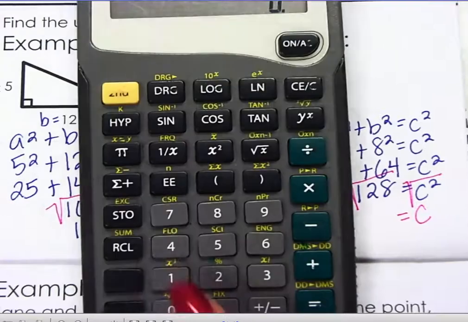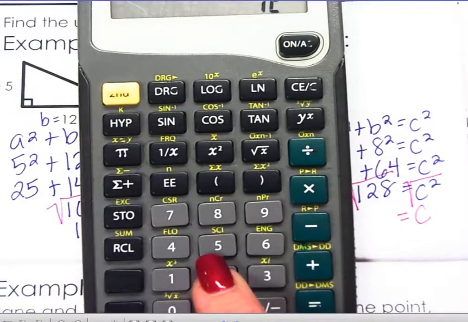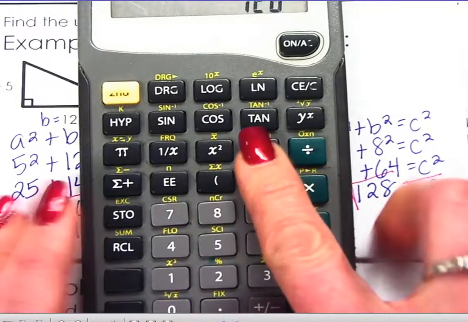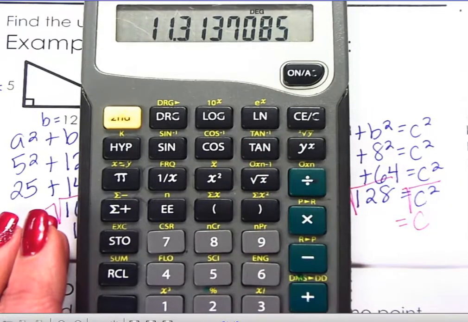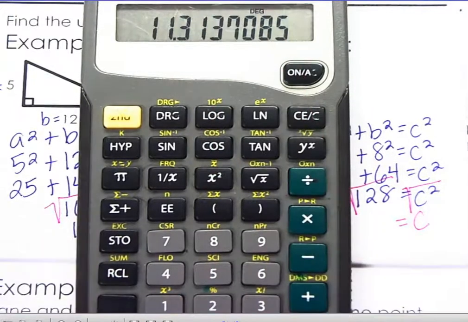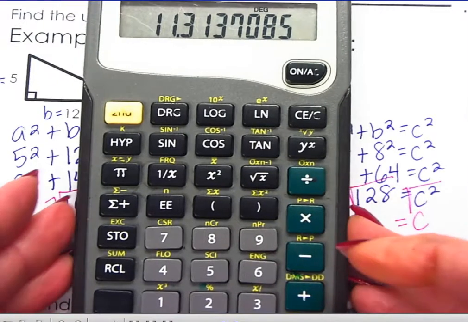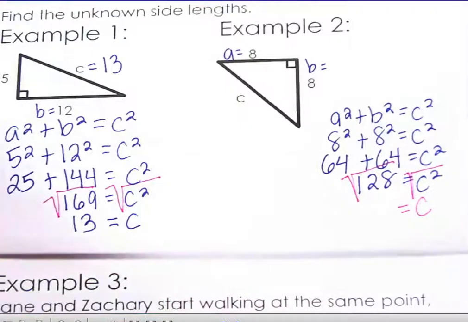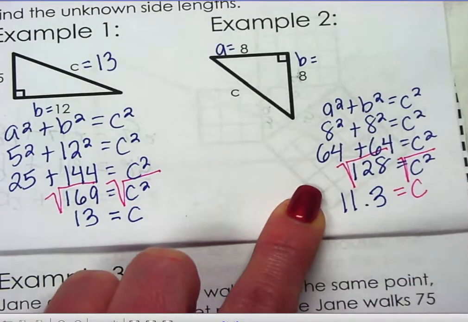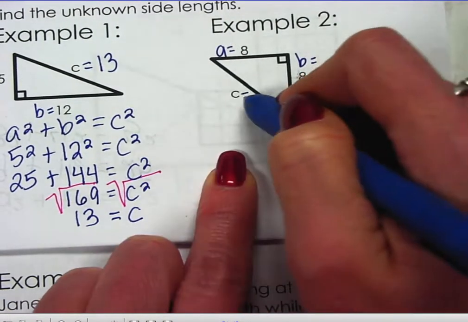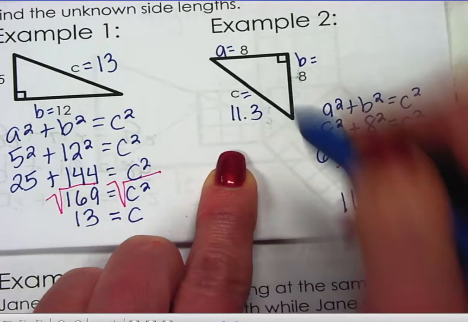And I'm going to take 128, and I'm going to find the square root, and I get 11.3 if I round to the nearest tenth. So that means c is equal to 11.3 approximately. So c is equal to 11.3.